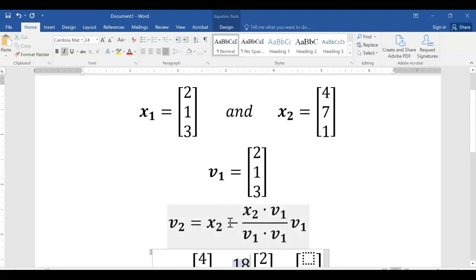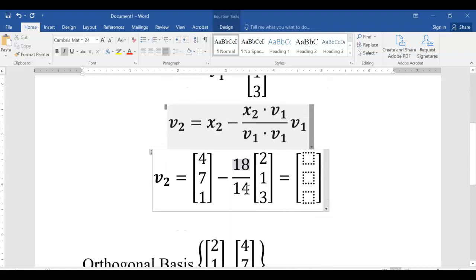So we take 4, 7, 1 minus, now here's the tricky part, the coefficient: inner product of x2 and v1. 4 times 2 is 8. 7 times 1 is 7. 1 times 3 is 3. So 8 plus 7 plus 3 becomes 18. And then v1, inner product with itself, you're going to get 4, 1, 9. All right, so 4, 1, 9 added up gets you 14. So we get 18 divided by 14 times v1.